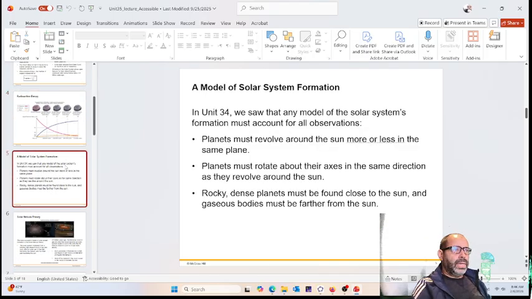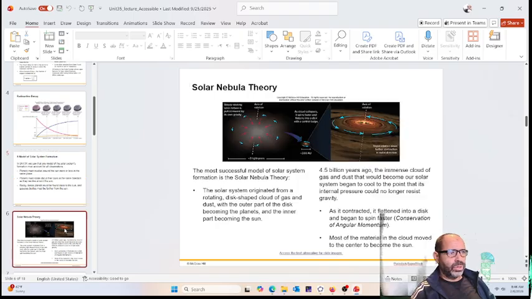So this is a technique to determine the age of the solar system. Now, anything that we're going to use to explain the solar system formation must account for the fact that the main planets, including the sun, are on the ecliptic, the rotation speed, the rocky inner structure, and the gas or less dense materials in the outer regions, and so on and so forth, that we talked about in Unit 34.